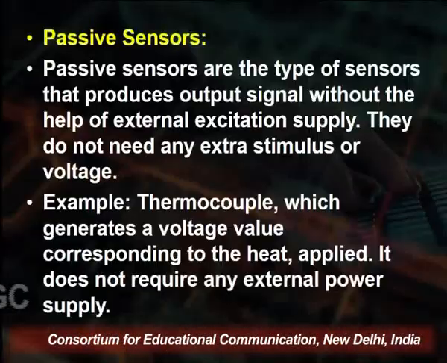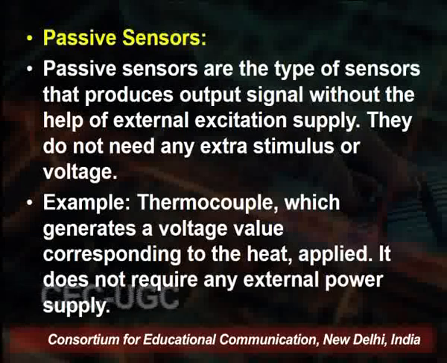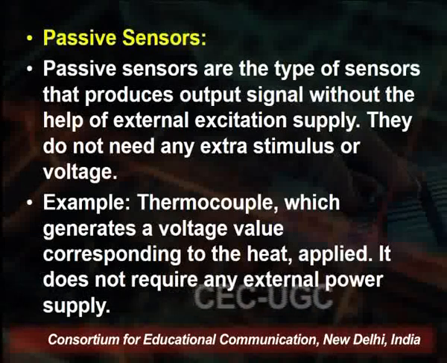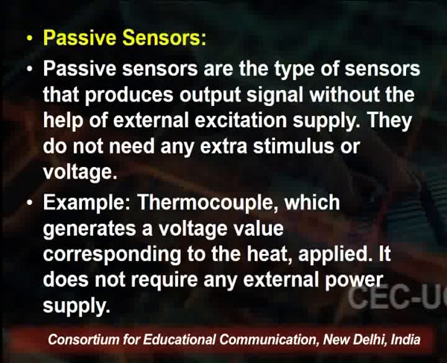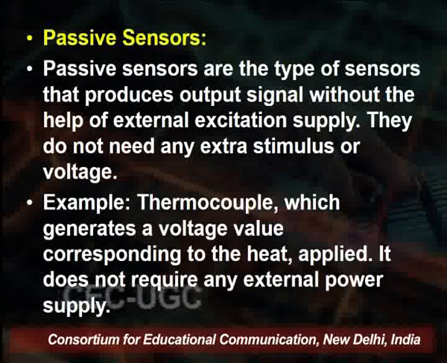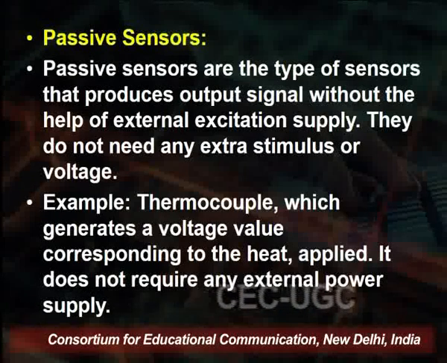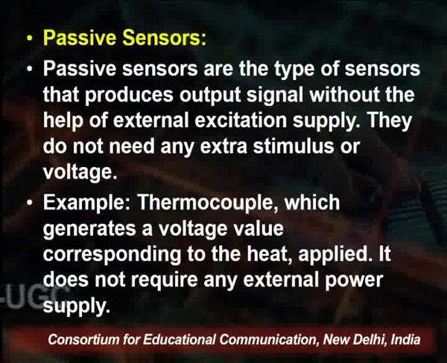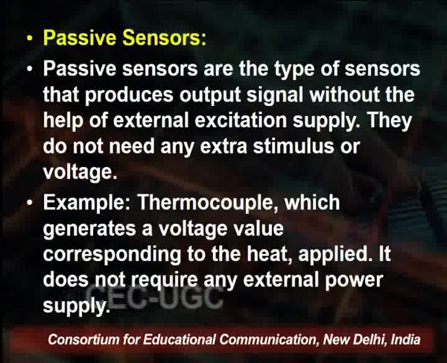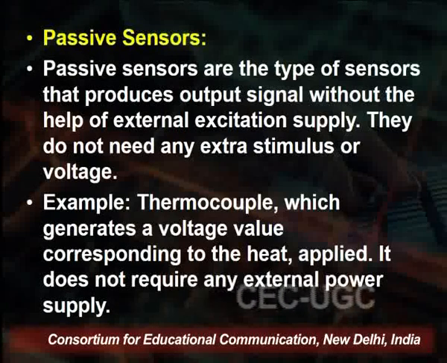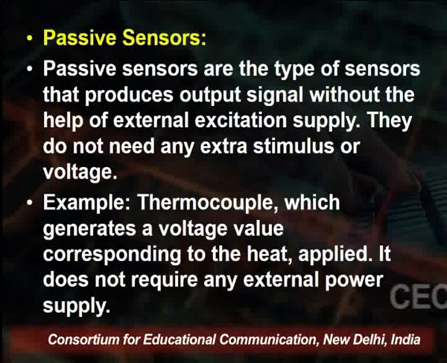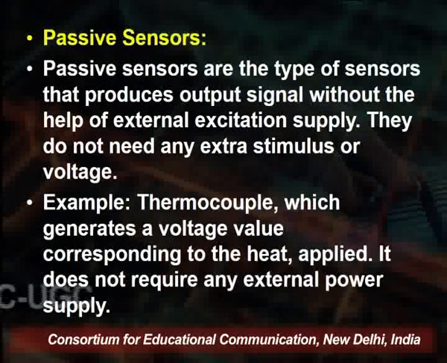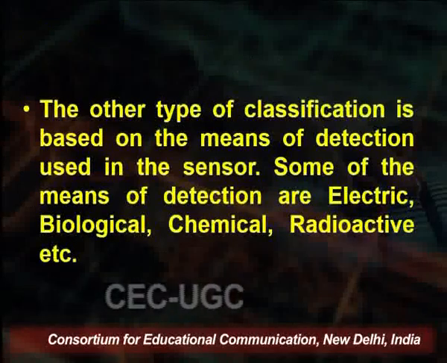Next are the passive sensors. This type of sensor produces the output signal without the help of an external excitation supply. So, they do not need an extra stimulus or voltage. They give the output automatically. An example of this type of sensor is the thermocouple, which generates a voltage corresponding to the heat we give, and it does not require any external power supply. It directly gives the output.